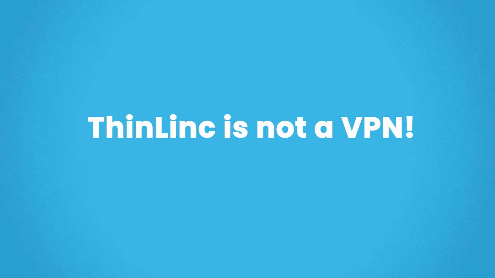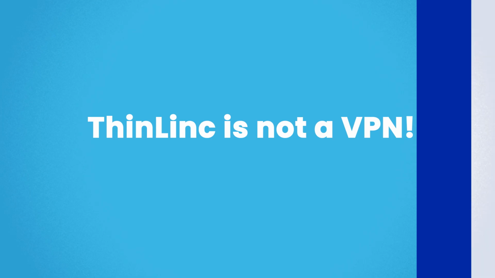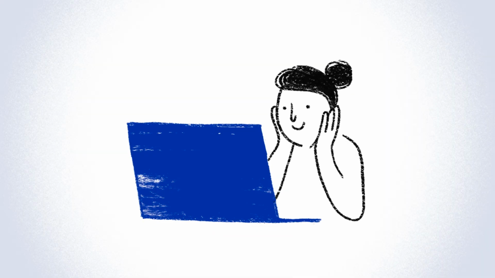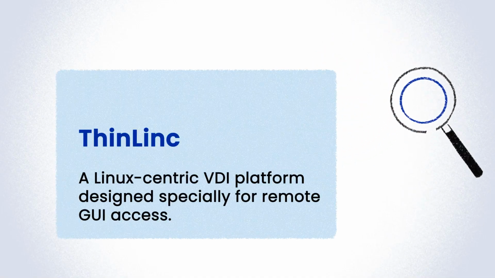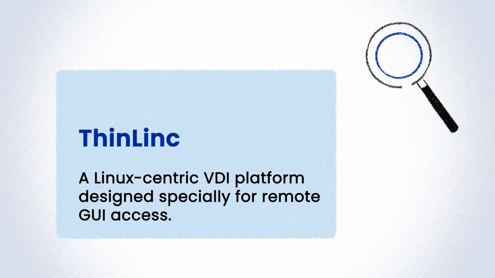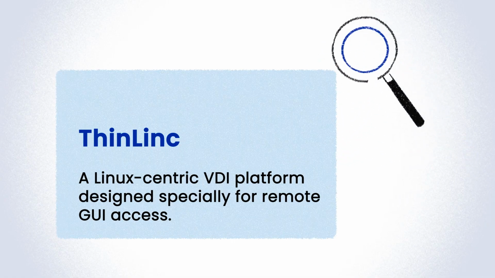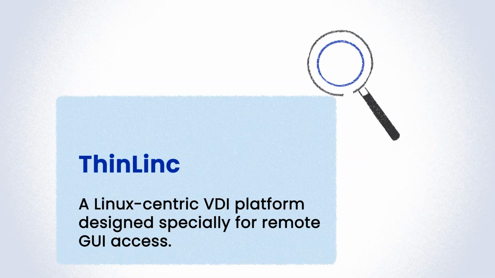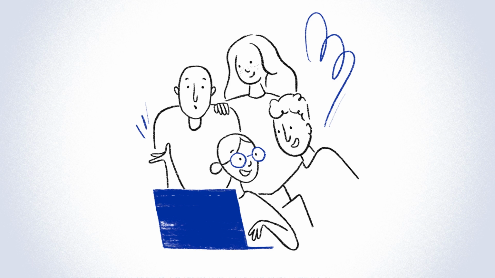It completely abandons that dangerous legacy tunneling approach altogether, moving away from pushing vulnerable network packets and instead relying entirely on a much safer, visually isolated architecture. ThinLinc is a Linux-centric virtual desktop infrastructure, or VDI, platform, designed specifically for remote GUI access. It serves as the ultimate strategic substitute for any scenario where your engineering or dev teams need to securely and effectively access a remote Linux desktop.